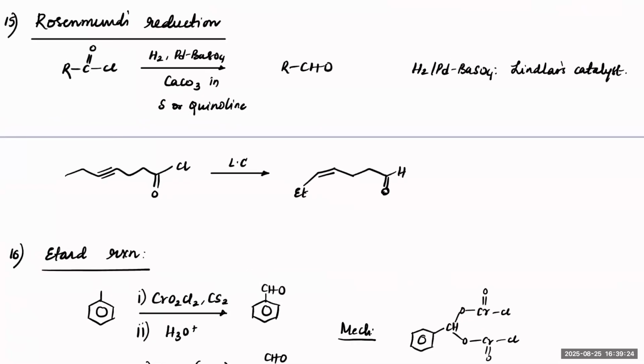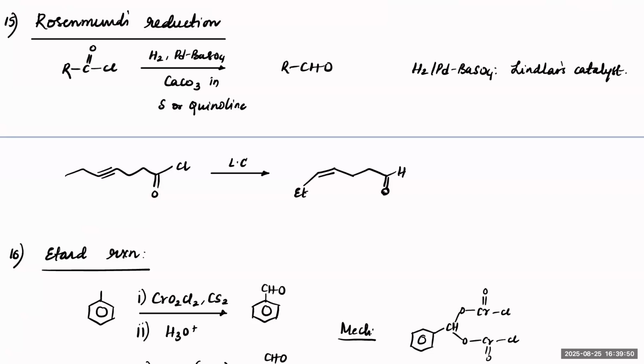Next, what is Rosenmund reduction? Well, if you have an acid chloride, you react with H2 in the presence of palladium barium sulfate. In that case, this hydrogen will attack here, removing out this chlorine, so that will convert into an aldehyde form. This is called Lindlar's catalyst. It will be always giving you aldehydes. Further reduction is not going to take place.